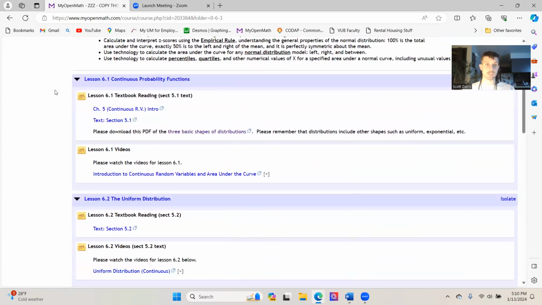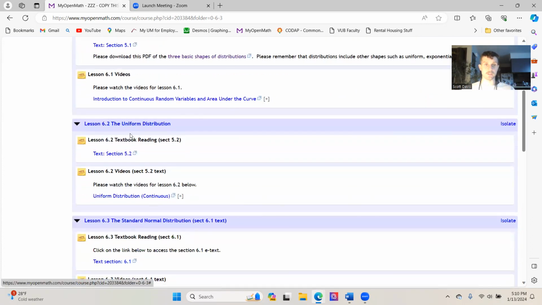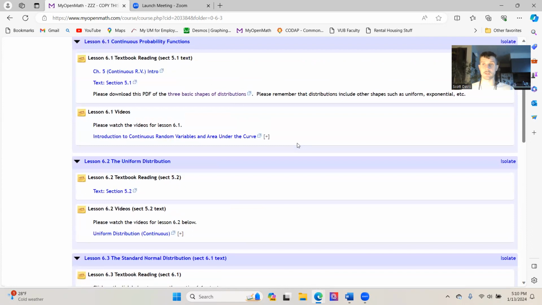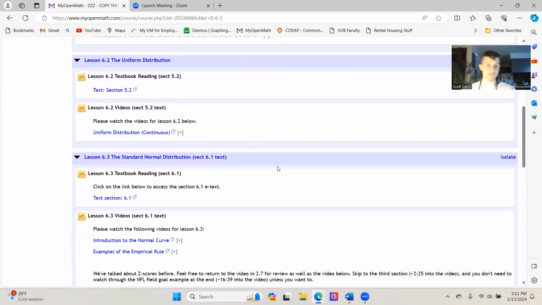So the first 6.1 and 6.2 are kind of getting at that idea. It's how do we think of probability when we have these distributions that are smooth lines? So continuous probability functions, and then the uniform distribution is specifically a flat line. So it's going to be mostly calculating areas of rectangles or areas of triangles. And those formulas hopefully should be familiar or something you can look up in order to find the probability.